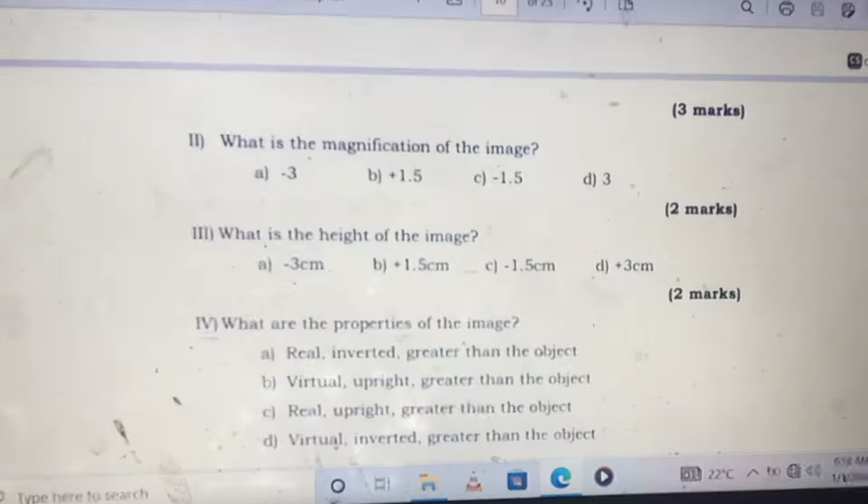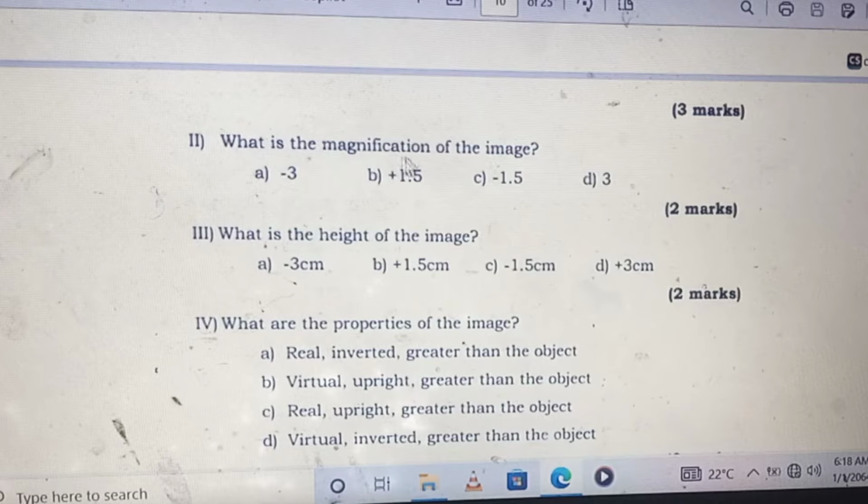Next question. What is the magnification of the image? The correct option is letter B, plus 1.5. More details in the full marking guide in the last minute.